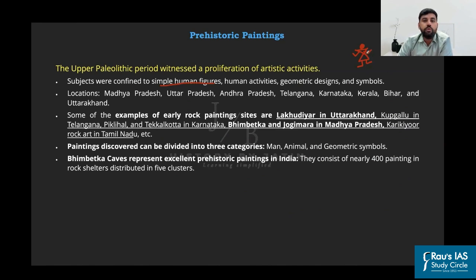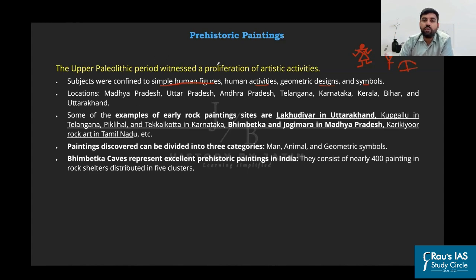Now, this is a simple human figure which shows human activities, geometric designs, and symbols. Any symbol is possible. Let's say this is a particular symbol, right? This is a particular symbol. The most important symbol is like this, and we don't know what this is. This is an umbrella, and this could be anything.